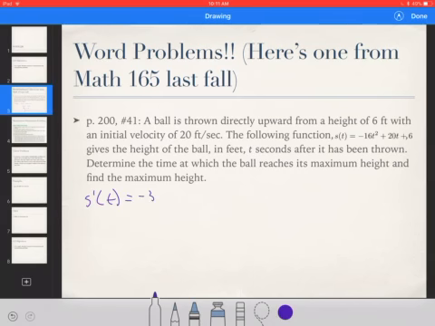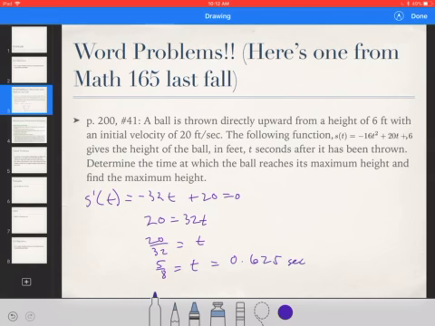Now if we take the derivative of the position function, which will be the velocity, that will be negative 32t plus 20, using the power rule. This is the velocity, and if we find where the velocity is 0, that will give us the maximum. So this will be 20 equals 32t. 20 over 32 will be t, and that is 5/8. And as we just saw a moment ago, 5/8 is 0.625 seconds.